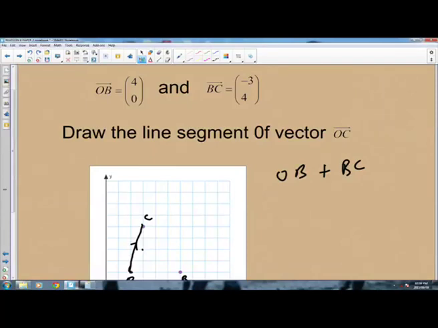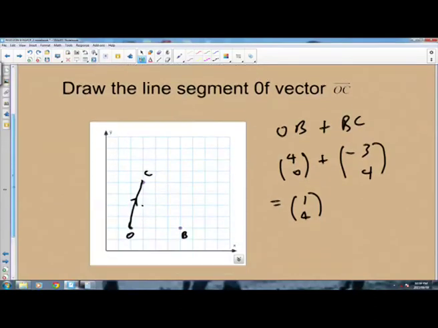Our OB is 4, 0 plus BC, which is minus 3, 4. So this will be 4 plus minus 3, which is 1. And then what about 0 plus 4? Is 4. Meaning from O going to C, you simply move 1 step from O and then 4 steps up. So this is 1 and then 1, 2, 3, 4. So what we have done here is correct.